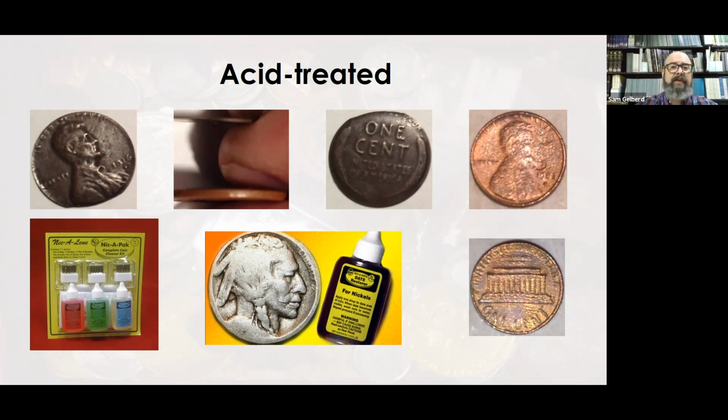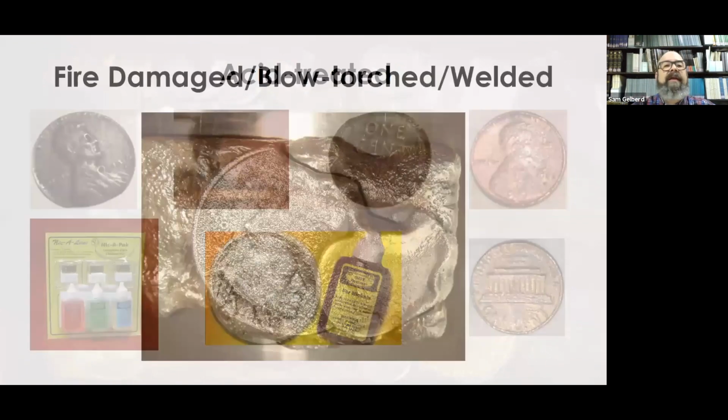Sometimes people will use certain acids, something that was popular for many years called Nic-A-Date, where you can actually use acid to eat away at part of the surface where the Buffalo nickel date was, and it kind of eats away, and you can kind of make out the date using that. Understand that by doing that, you have an already damaged coin, but again, the coin was already damaged and you couldn't see the date, right?